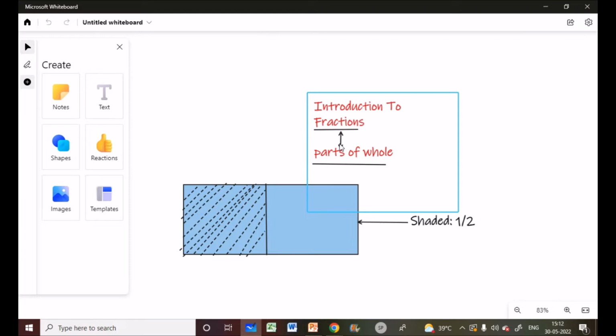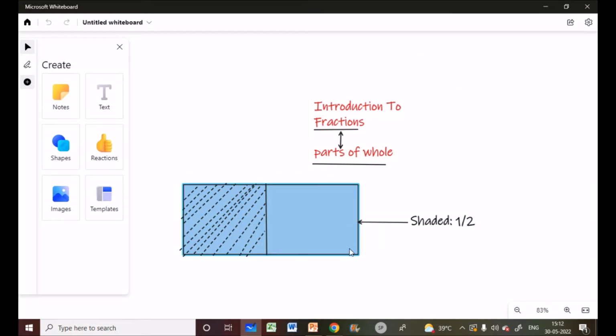Parts is nothing but, in Hindi you can say tukde. And whole, I hope you know this meaning. Whole is nothing but the total structure of a shape, a thing or anything, etc. So to understand this better, I'll give you an example here.